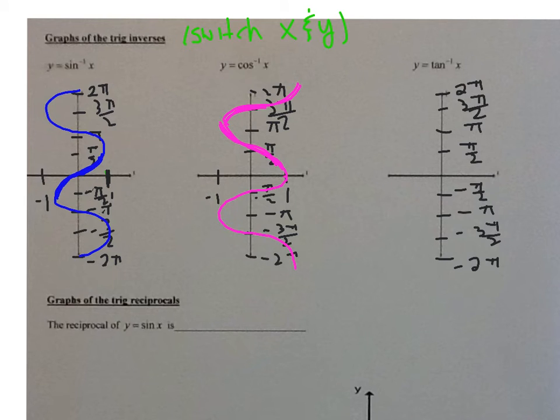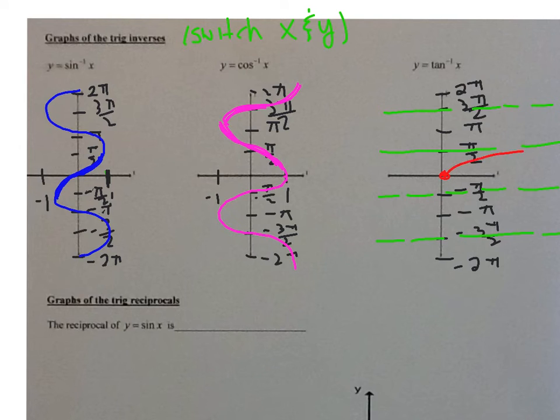All right, so remember, when we graphed tangent before, we had asymptotes. So we have asymptotes again in the same spot, at odd multiples of pi over 2. But remember, inverse means to switch x and y, so now my radians are on my y-axis. So we're going to put in our asymptotes. Okay, those are my asymptotes. So my graph will look like this.